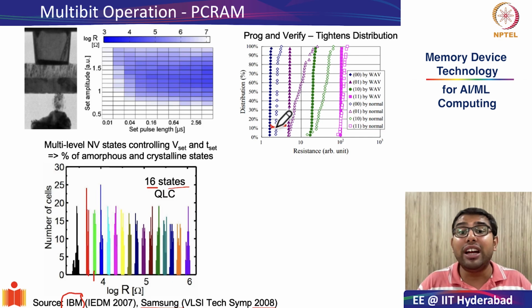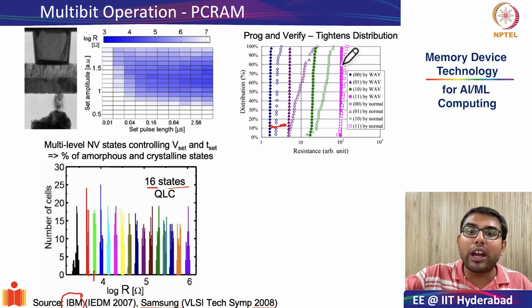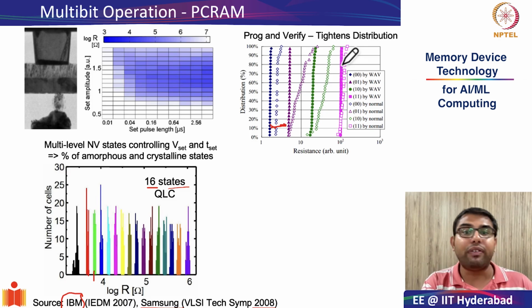You do not even need to use ISPP as was used in NAND flash. Just by having write and verify, or program and verify, after every programming pulse, you are verifying whether you are reaching your target resistance value or not. You can have a very tight distribution.